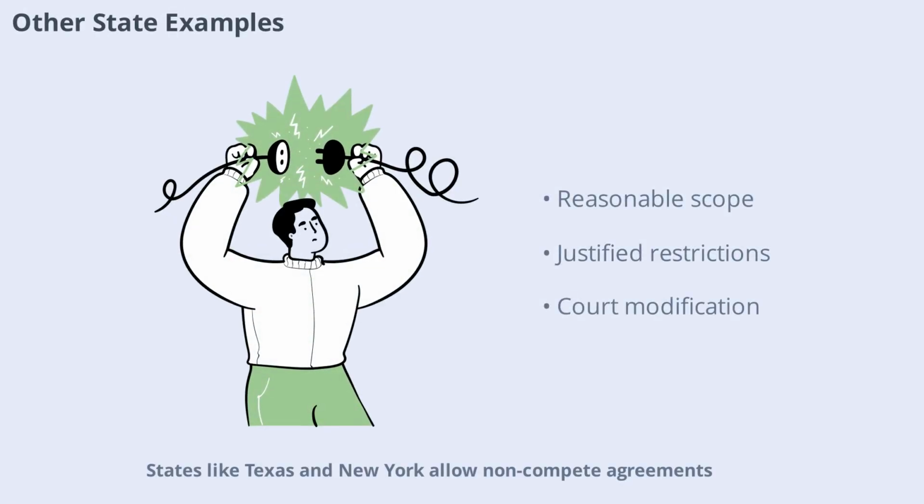States like Texas and New York allow non-compete agreements but require them to be reasonable in scope and duration. Employers must justify the need for restrictions, and courts may modify overly broad terms. Non-solicitation clauses are generally enforceable if they protect legitimate business interests. Knowing your state's approach helps you navigate negotiations and avoid legal pitfalls. Next, we'll discuss how these agreements affect job seekers and career planning.